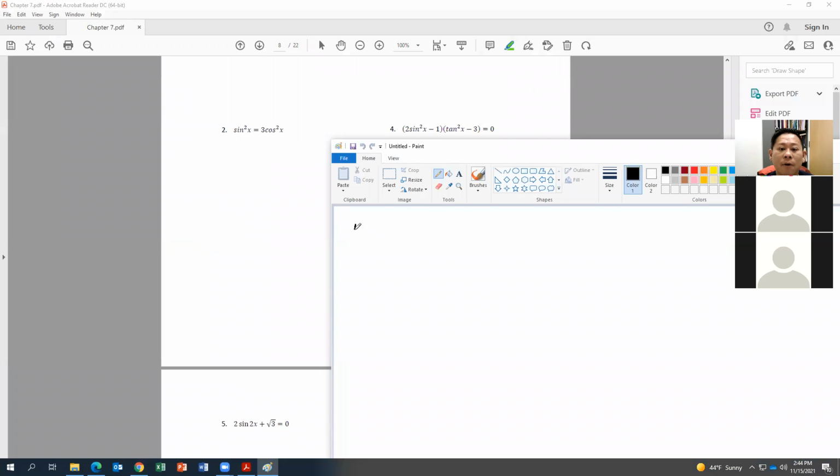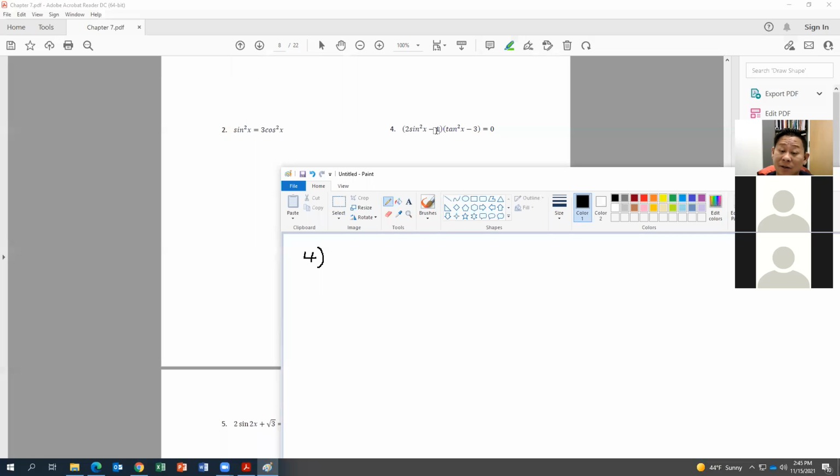Next one is number 4. So question 4, this value is already factored for us. If this is already factored for us, then we can set this equal to 0 and solve for x. So you get 2 sine square x minus 1 equals 0. And then you also got tangent square x minus 3 equals 0. So in this case, you actually have to solve both of them. In order for you to solve for x here, anyone know what to do first when you solve for x on question 4 here?